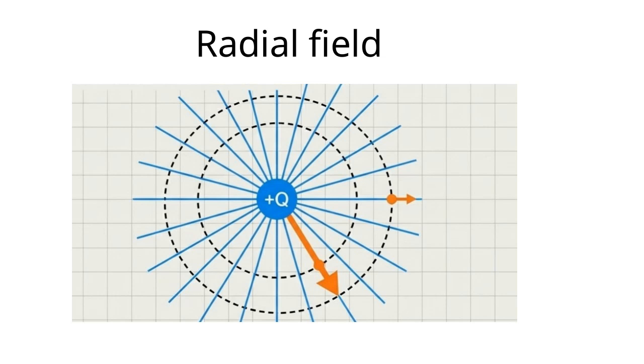The dashed circles highlight points at equal distances from the charge, showing that while the direction stays radial, the strength of the field changes with distance. The arrow pointing outward indicates the force experienced by a positive test charge placed in the field. This is a clear example of a radial electric field created by a point charge.